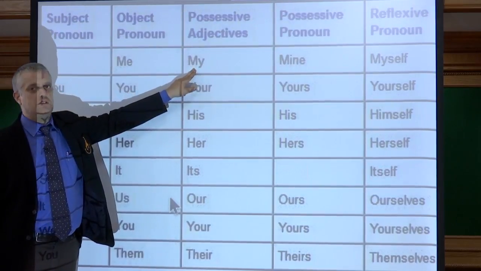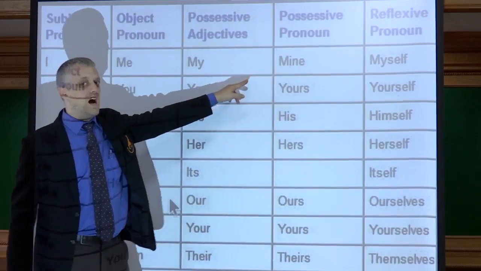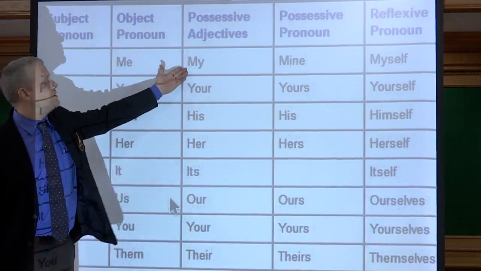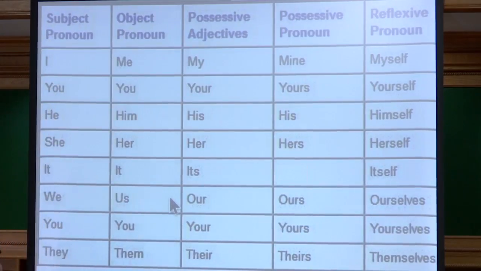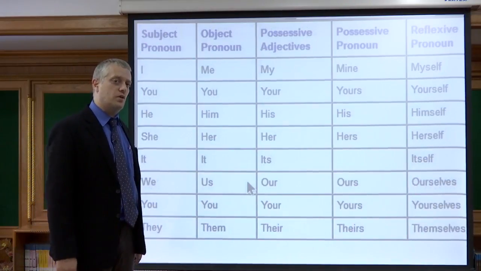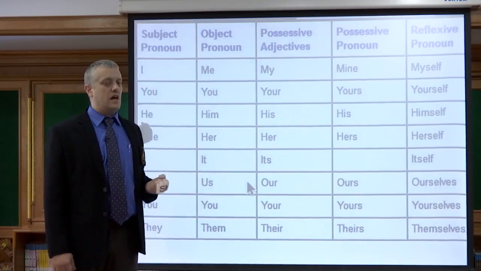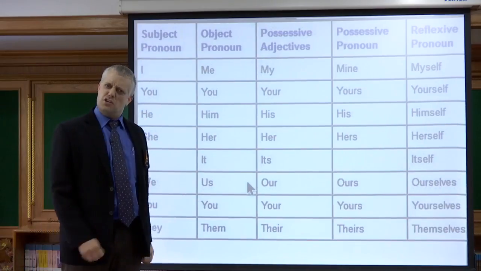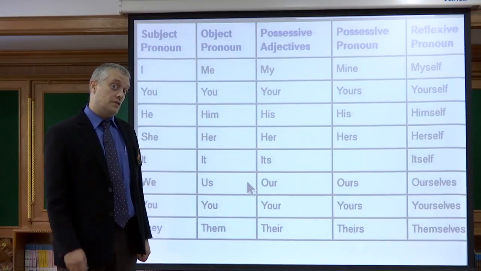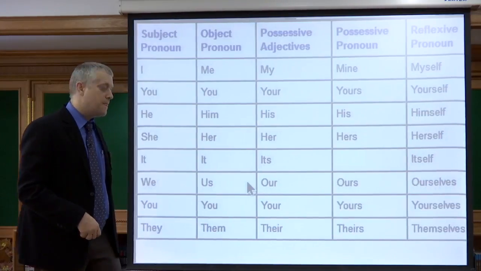This is my computer. Compare it with the pronoun which doesn't need a noun. It is mine. No computer needed. It is my computer. It is mine. The word computer is already in the pronoun. I bought it myself. The reflexive pronoun we always use if the subject and the object are the same person. Did you do the homework yourselves? Did you, which is the subject, do your homework yourselves, which is the object?